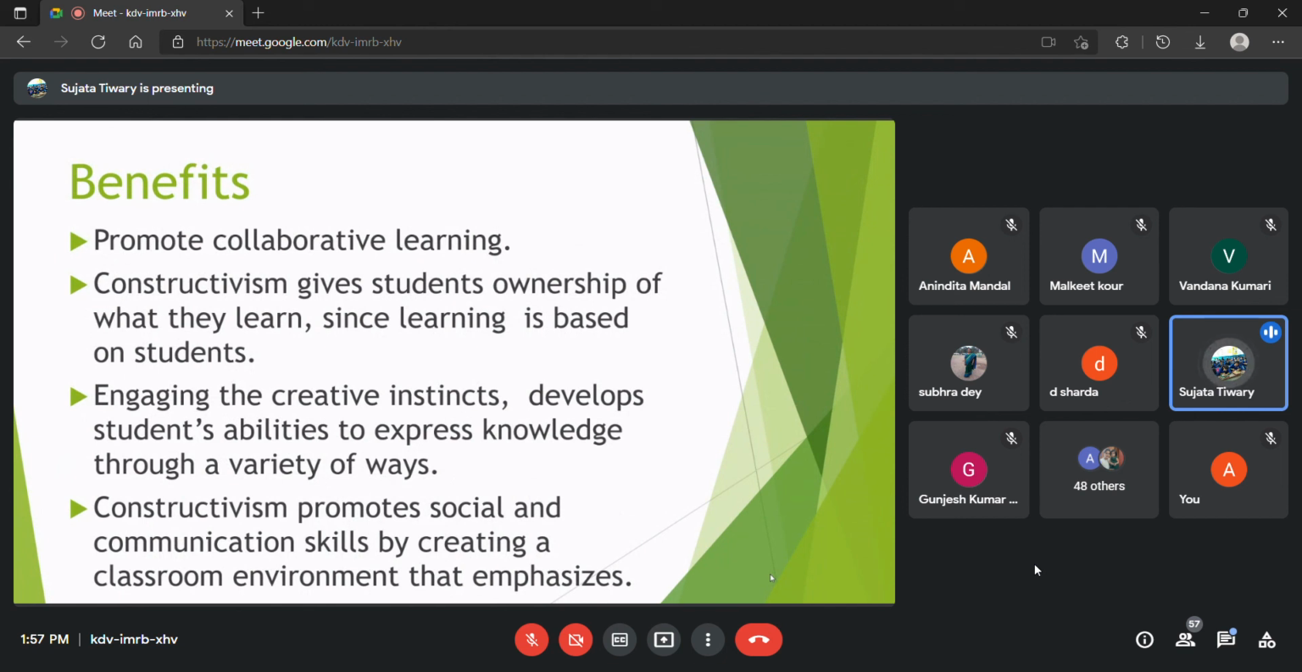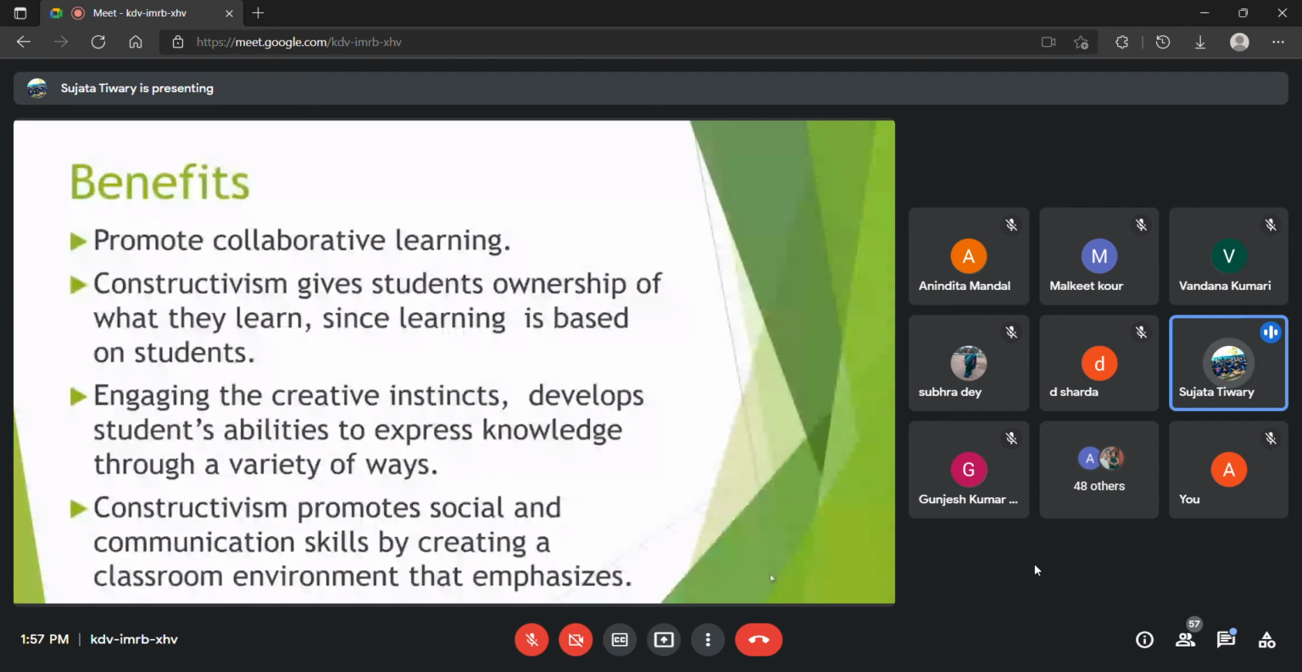Since learning is based on student, engaging the creative instinct develops students' abilities to express knowledge through a variety of ways. Constructivism promotes social and communication skills by creating a classroom environment that emphasizes collaboration.